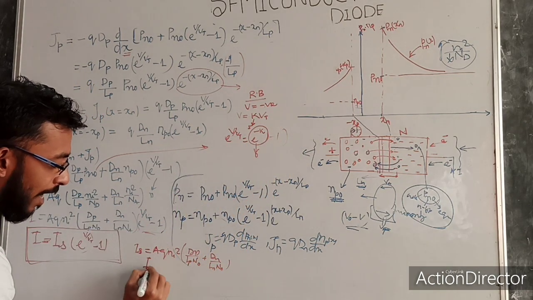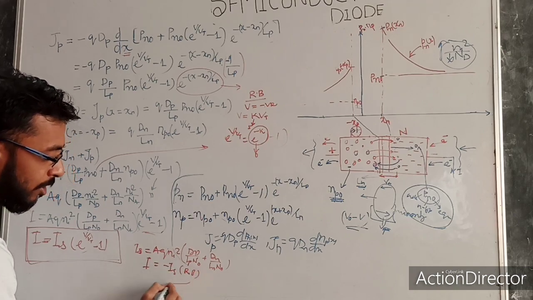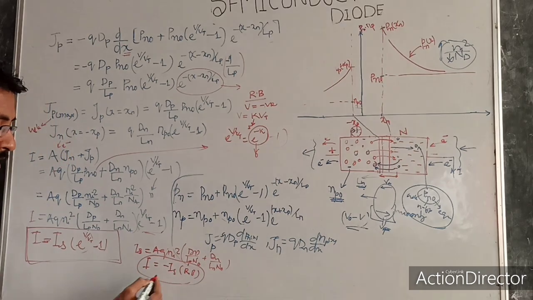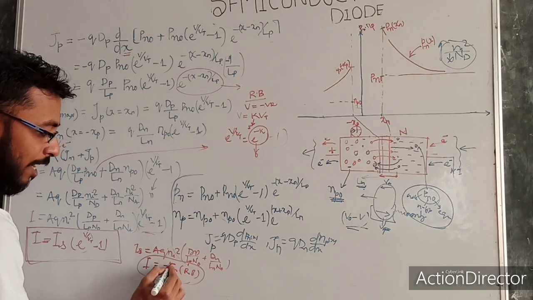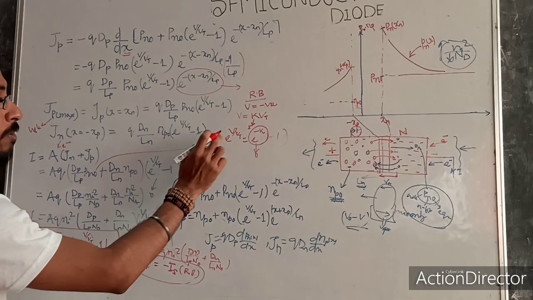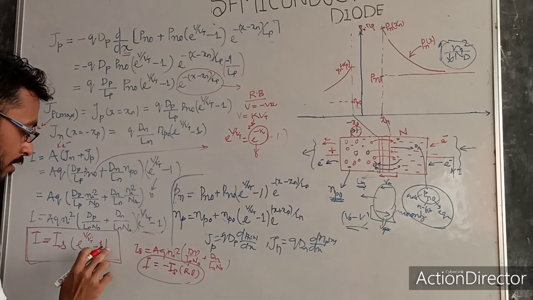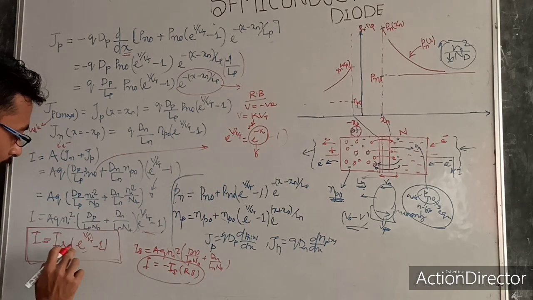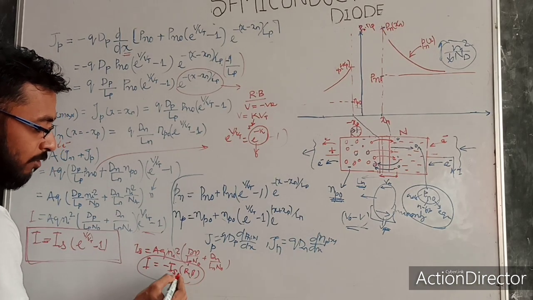So what will my I become? I is nothing but minus Is at reverse bias. That means this is the saturation current that I am getting at reverse bias. That's why the name came, saturation. Because at some negative voltage, some K times Vt, my I is nothing but minus Is. At reverse bias, this is the saturation current.